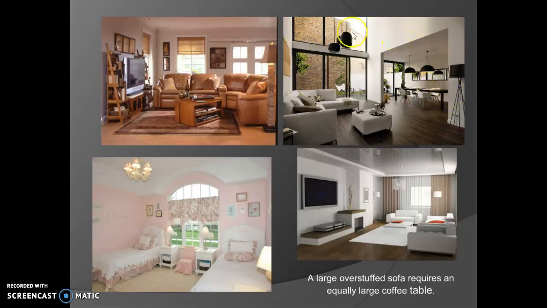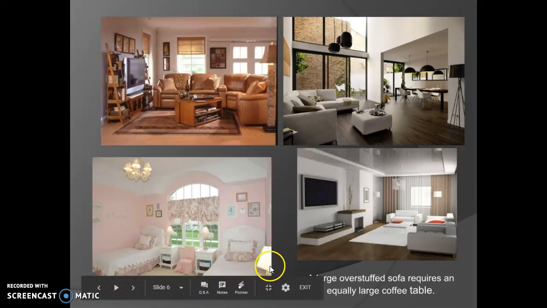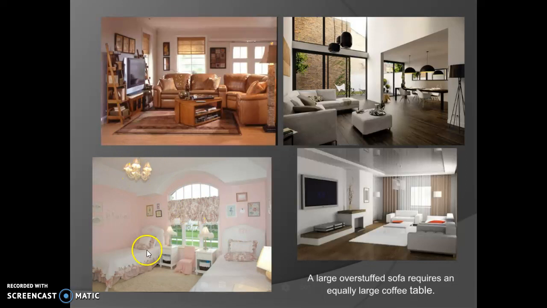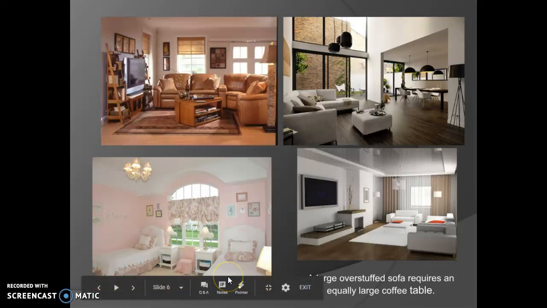Same with this picture right here. We've definitely got a larger room here. So we have a large scale sofa, a larger scale, I guess we could call it a table or an ottoman here in the center. And then we go to this room right here, and this looks like a smaller bedroom. So you've got smaller scale furniture, a smaller scale chandelier, two smaller scaled beds.